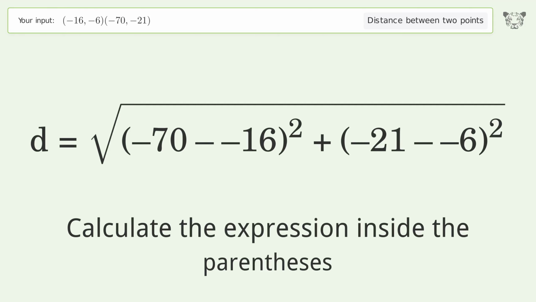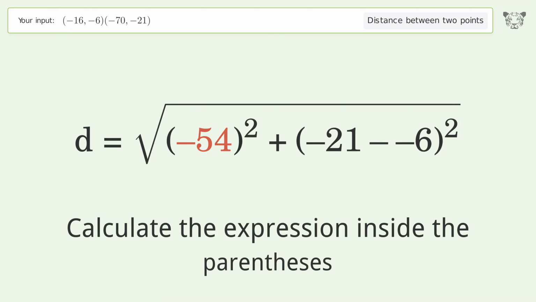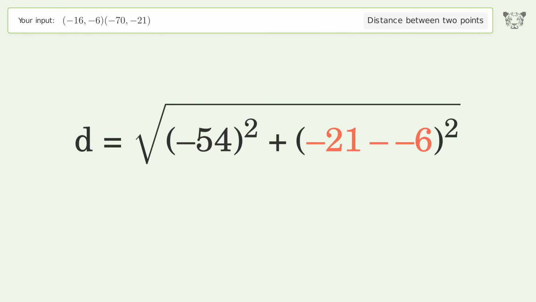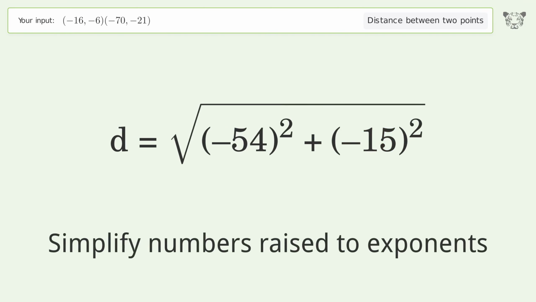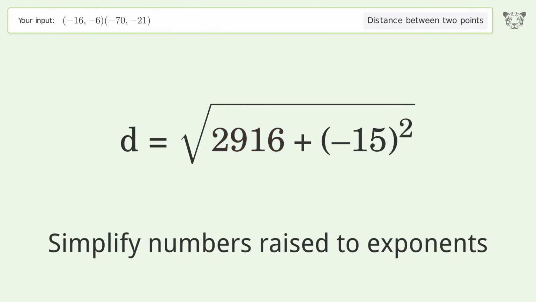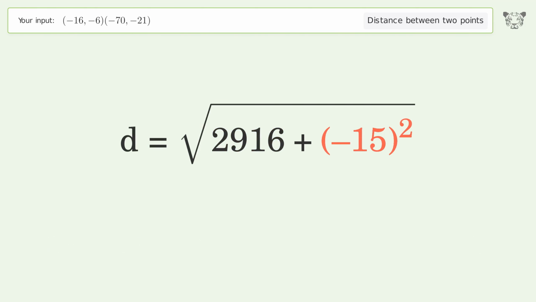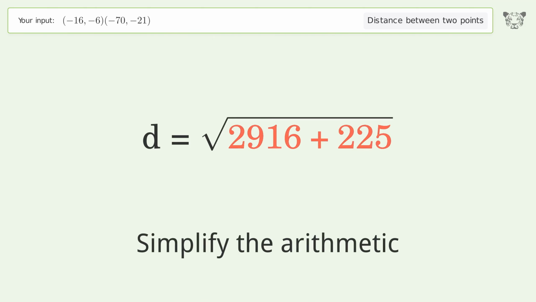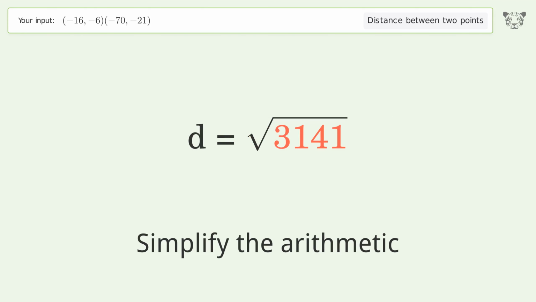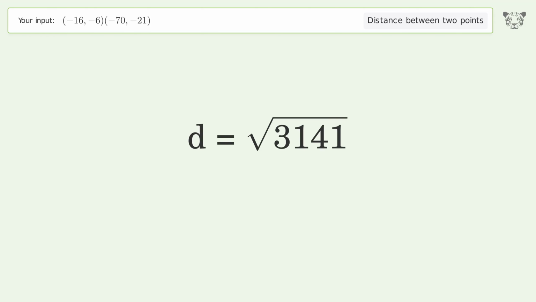Calculate the expression inside the parentheses. Simplify numbers raised to exponents. Simplify the arithmetic. And so the distance between the 2 points is the square root of 3,141, or 56.045.